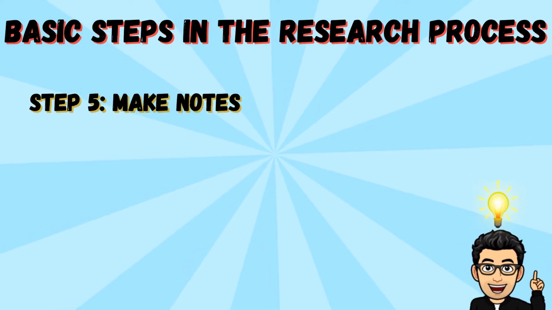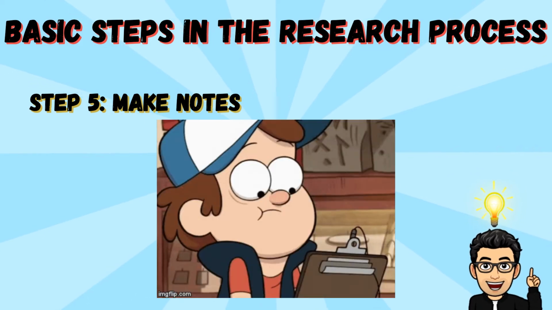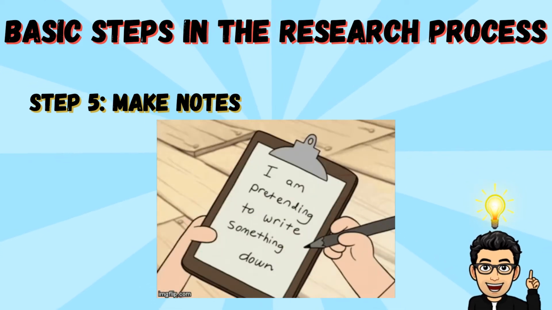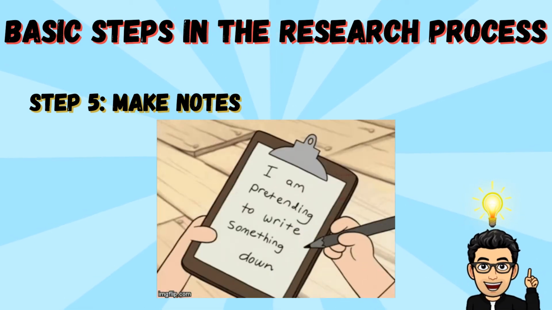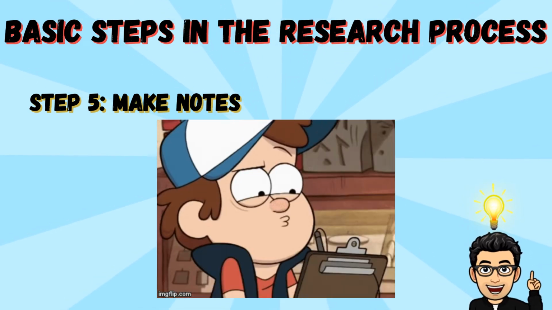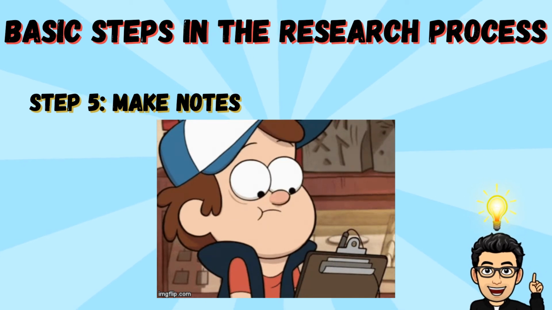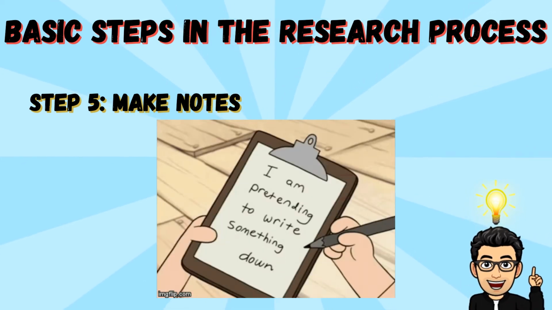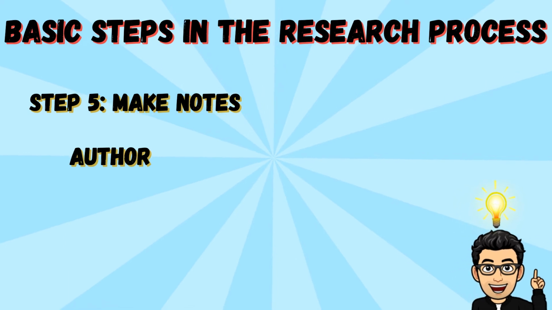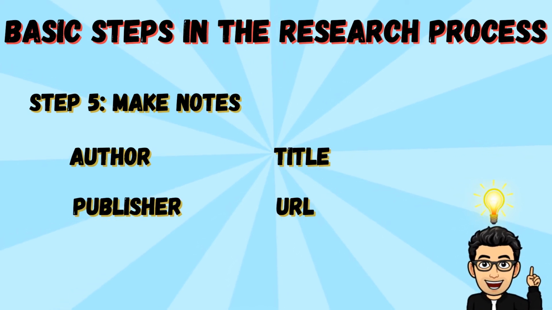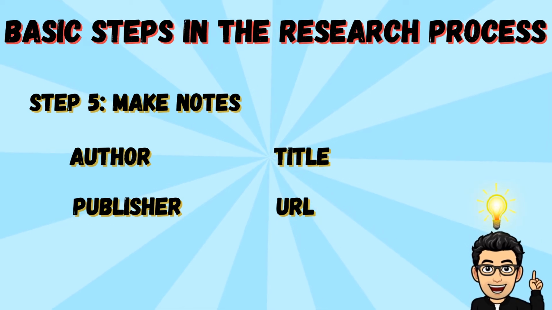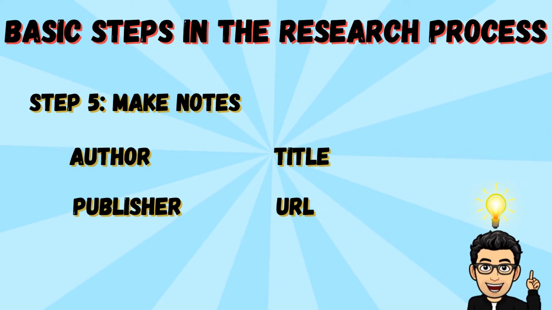Step 5. Make notes. Consult the resources you have chosen and note the information that will be useful in your paper. Be sure to document all the sources you consult, even if there is a chance you may not use that particular source. The author, title, publisher, URL, and other information will be needed later when creating a bibliography.